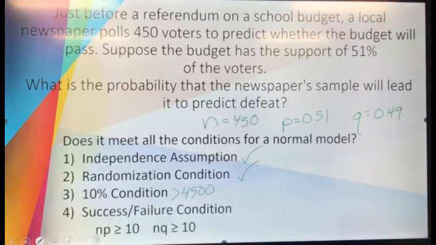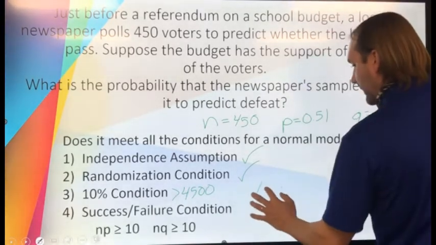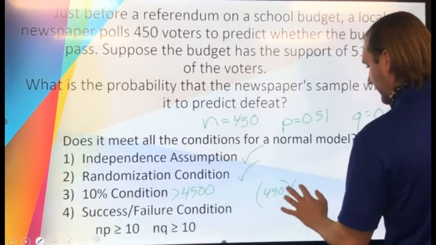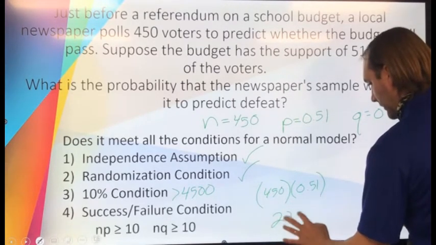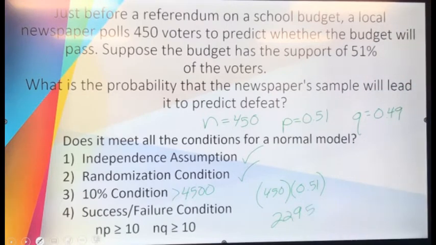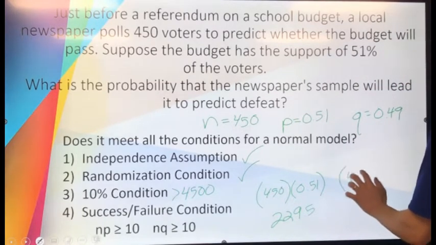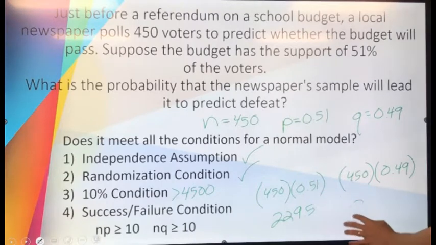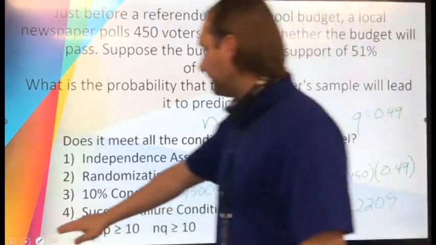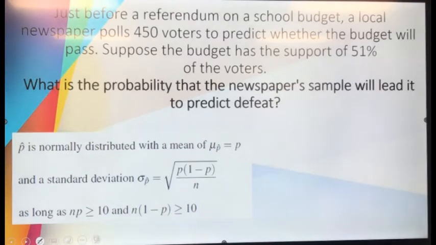So for success, np, 450 times 0.51, that is 229.5, which is a lot larger than 10, so that works there. And 450 times my failure, I need more than 10. That is going to be 220.5. So again, that's greater than 10, so it passes that. So all my conditions are met here. Now I need to find the probability.